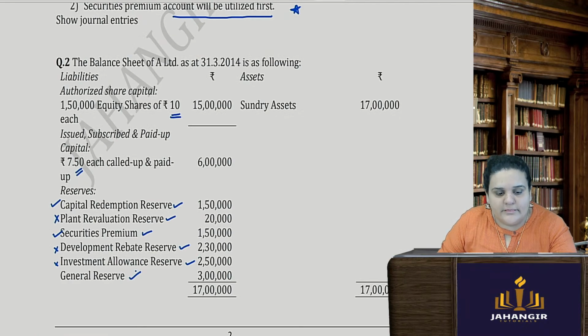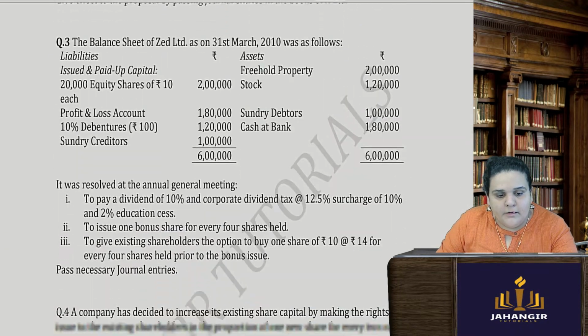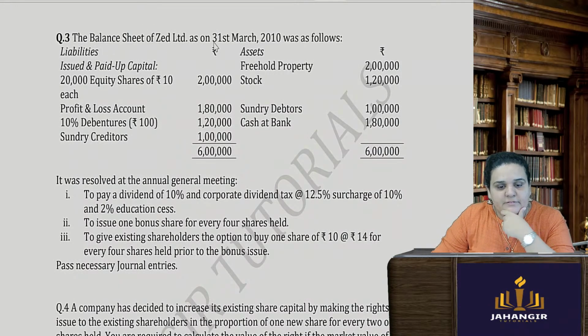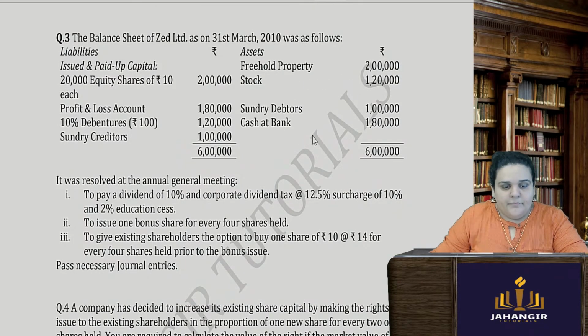Clear? That was question number 2. Now moving to question number 3. Balance sheet of Z Limited: issued and paid up capital 20,000 shares of rupees 10 each, profit and loss account, debentures, sundry creditors. Then we have freehold property, stock, sundry debtors, cash at bank. It was resolved at the AGM to pay dividend of 10% and corporate dividend tax of 12.5%, surcharge of 10% and 2% education cess.